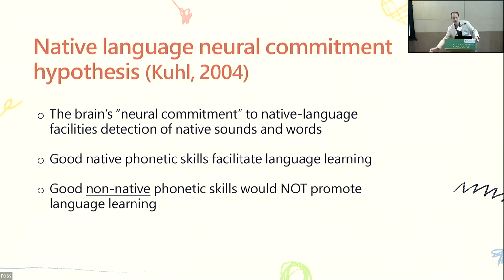This is all kind of clinical. So let's come back to some science for a bit. With the data that we collect, we can actually use it to test a number of different hypotheses about language development in the brain. One hypothesis that we're interested in is Pat Kuhl's native language neural commitment hypothesis. This is a hypothesis related to how the brain supports language development.